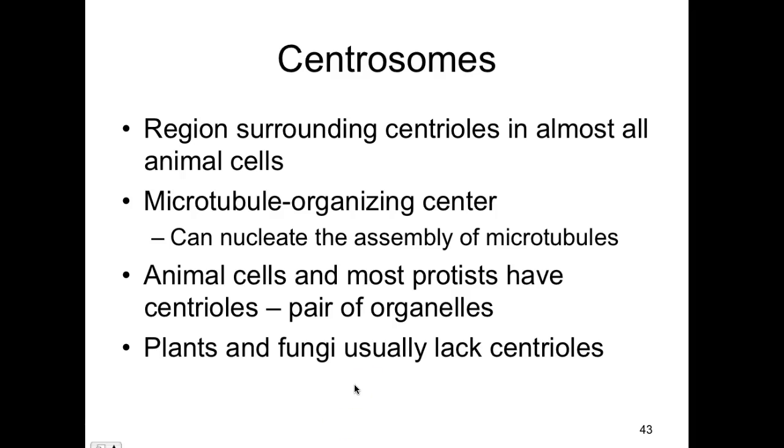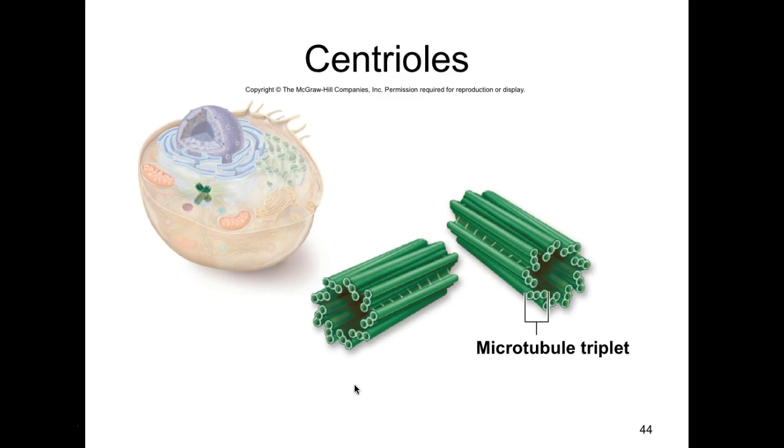So centrosomes are regions surrounding the centrioles of most animal cells. It's a microtubule organizing center, can nucleate the assembly of microtubules, and basically we know that animal cells and most protists have centrioles that are going to play a role in cell division. Plants and fungi usually lack centrioles.